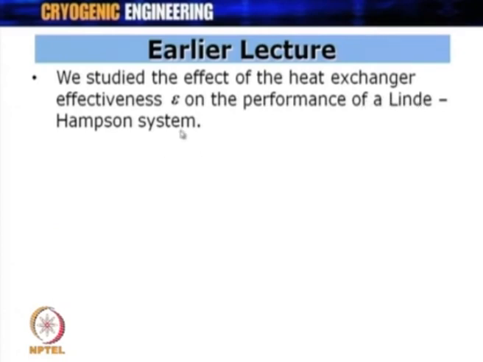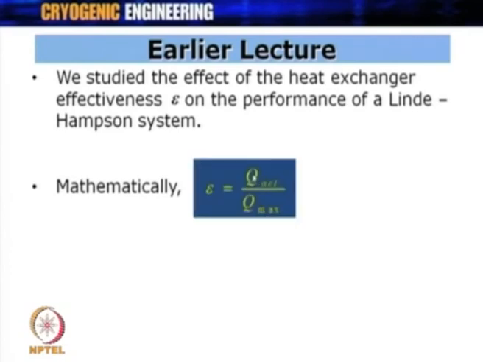as Linde-Hampson system. Before this, we had studied the ideal thermodynamic cycle, and then we had the first cycle called the Linde-Hampson system, in which we studied the effect of heat exchanger effectiveness. Mathematically, the heat exchanger effectiveness epsilon is actual heat transfer divided by maximum possible heat transfer. Thereby, the epsilon value will be between 0 to 1, that is 100% effectiveness when epsilon is equal to 1.